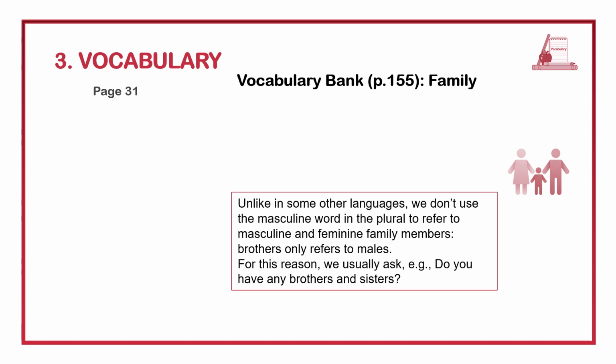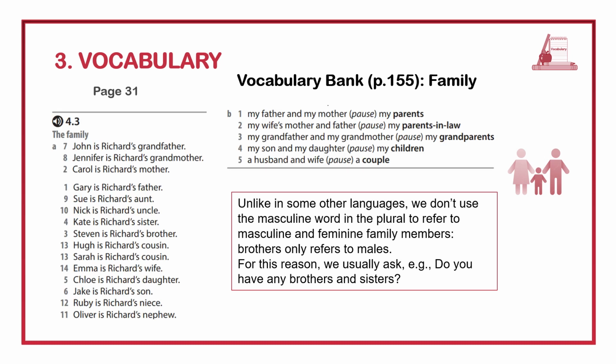For example, number 1 is father. So who is Richard's father? Exactly, Gary. Gary is Richard's father. So we put number 1 for Gary. Please do this in 2 minutes. So let's check now. We have number 1. Gary is Richard's father.